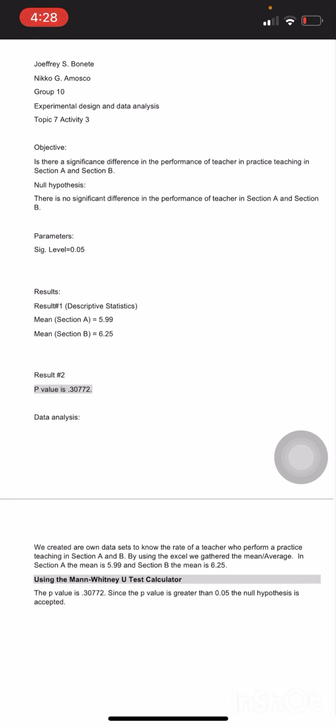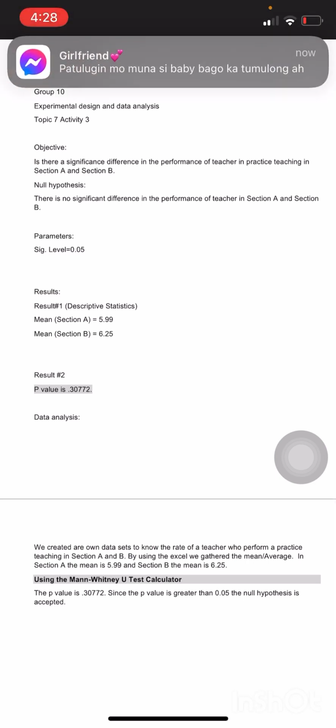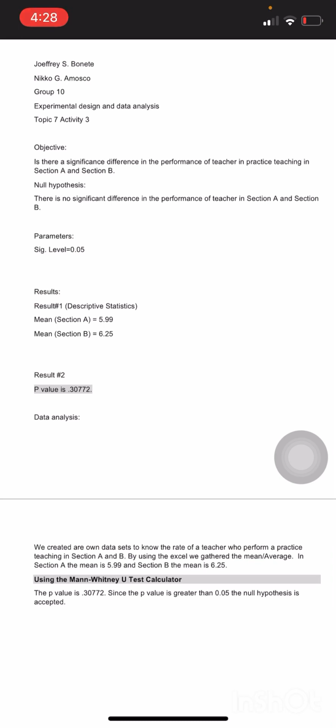So, data analysis. We created our own data sets to know the rating of a teacher who performed practice teaching in section A and B. By using Excel, we gathered the mean or average. In section A, the mean is 5.99, and in section B, the mean is 6.25. Using the Mann-Whitney U test calculator, the p-value is 0.30772. Since the p-value is greater than 0.05, the null hypothesis is accepted.